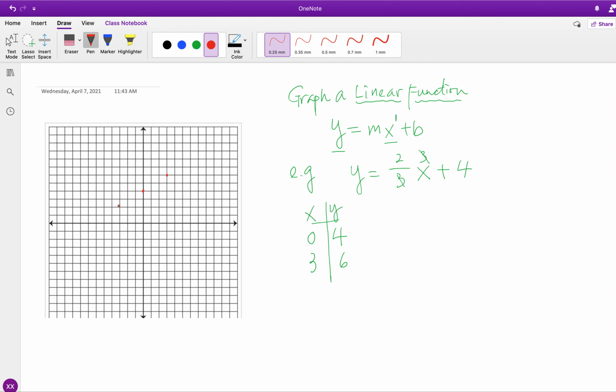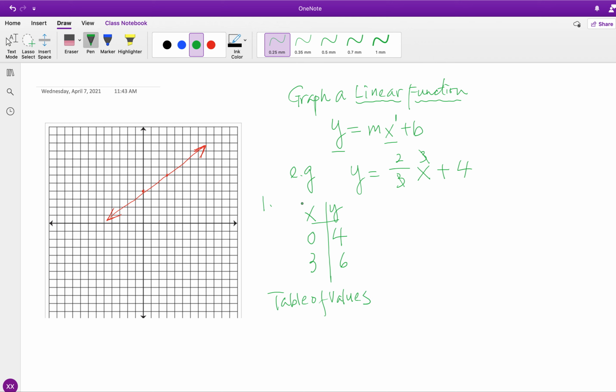And then I connect these 2 dots, and this is my line. Note, when you graph a line, you need to use these 2 arrow signs at the 2 ends. That means this line goes on forever. So this is one way to graph. We call this way of graphing using a table of values.